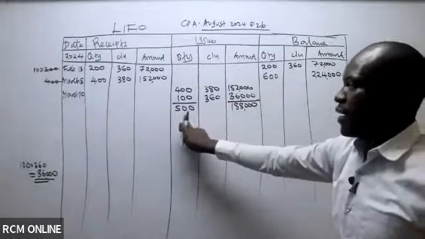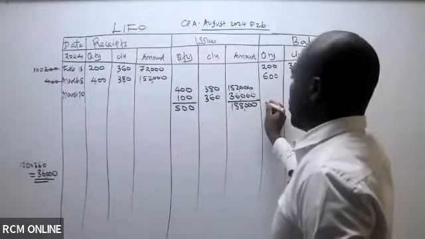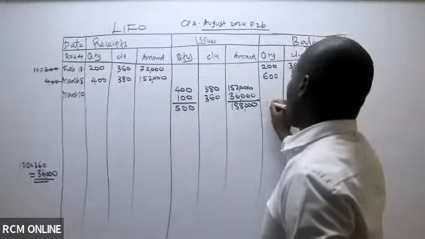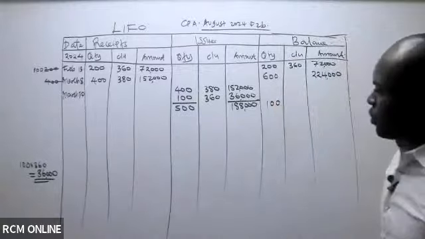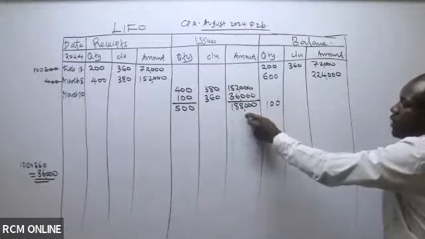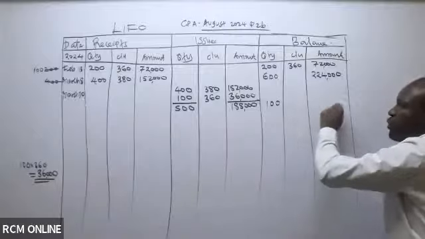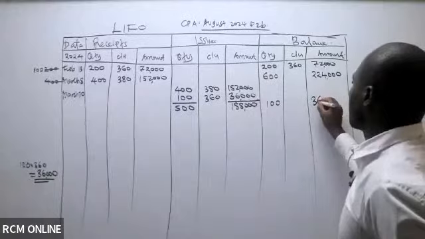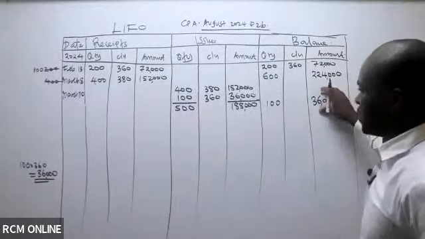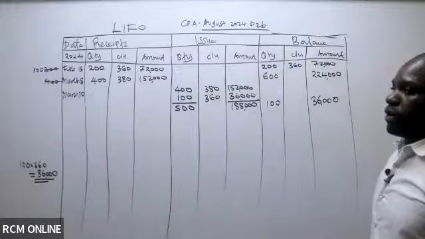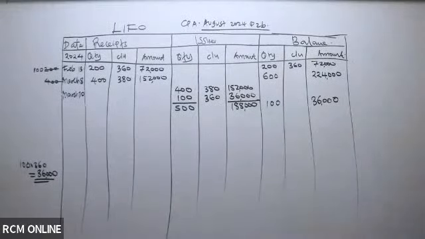You have issued 500. How many units are you remaining with here? 100 units. You add goods worth 224,000. You've issued goods worth 188,000. What is the value of what you are remaining with? 36,000. Compare this with what you are having here as per this temporary workings. Are you getting the same thing? If you compare that as per your temporary workings there, do you have the same thing?